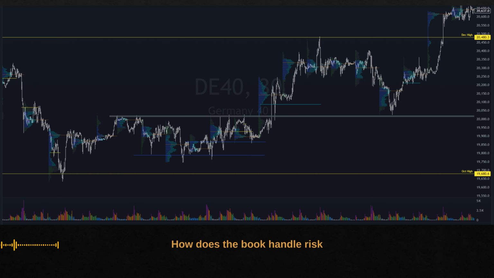How does the book handle risk management? Oh, that's huge, and they don't shy away from it. That DAX example actually shows that too. Using volume profile, they found a level where, if we hit this, the trade's wrong. So it's a point where they'd admit they messed up. Basically, yeah. They decided their exit up front based on the market structure. Not just some random percentage.